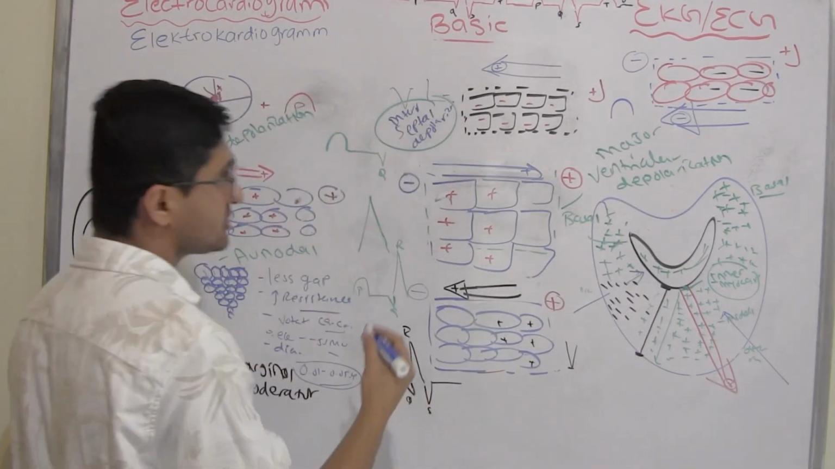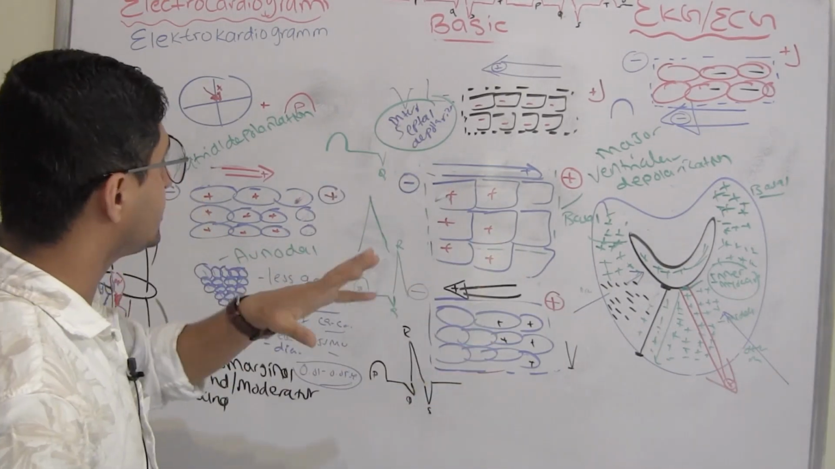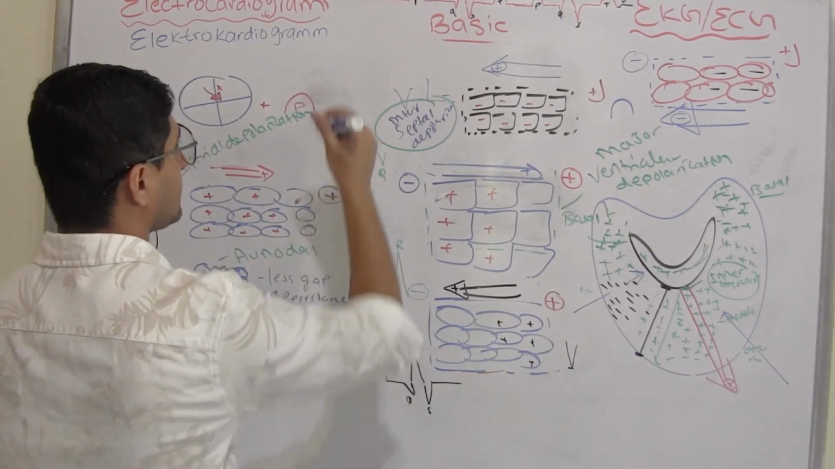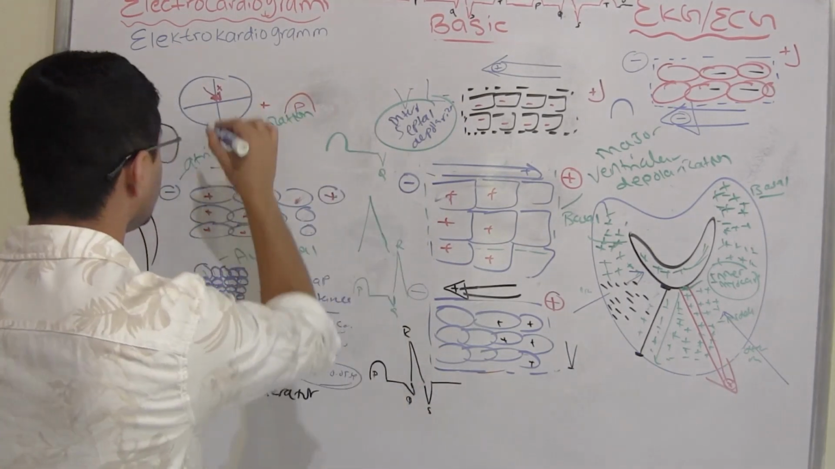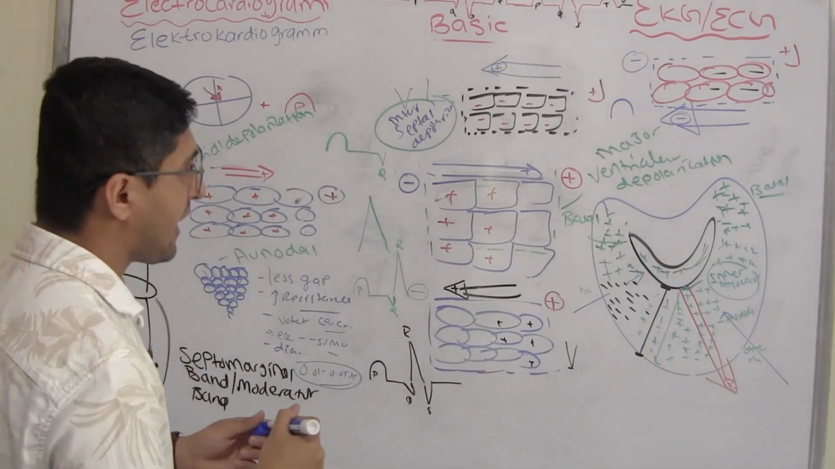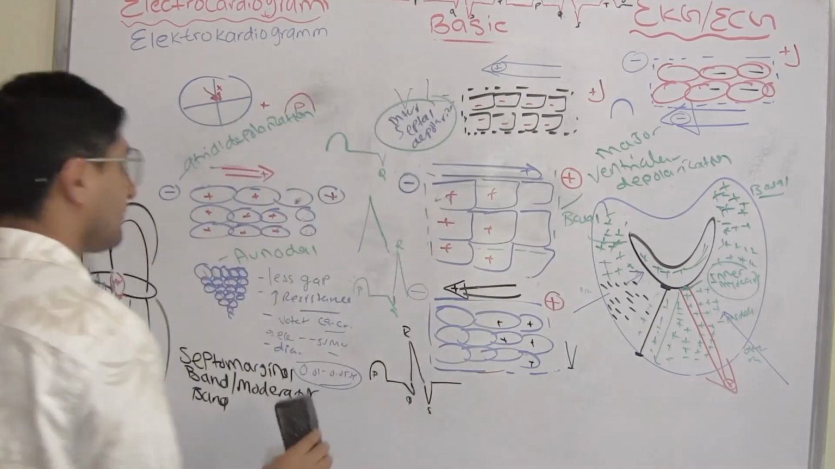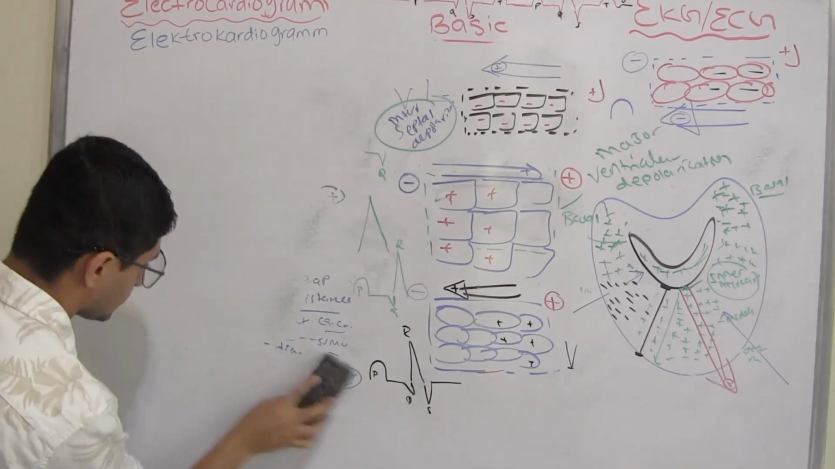So now let's add all of this and make one ECG line. Let me make the ECG down here. If I look at the atria, actually, you know what? Let me erase this and let's just quickly draw the vectors of the different things, and then we'll draw the ECG line. I hope this is very clear.